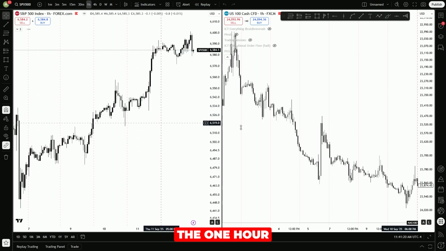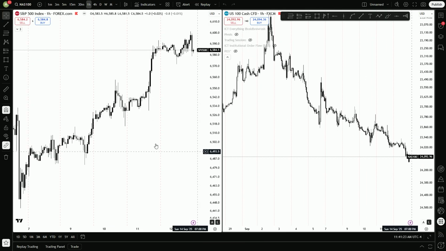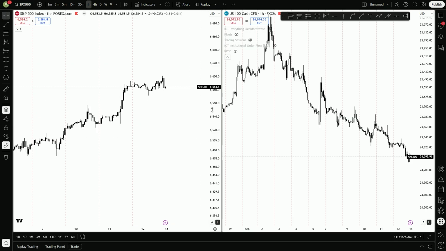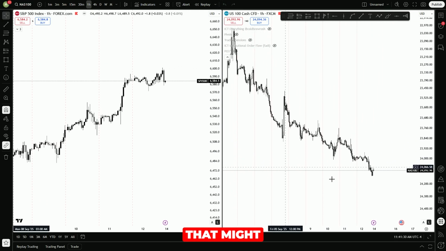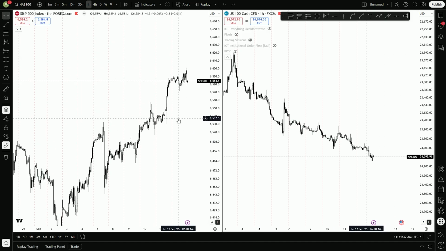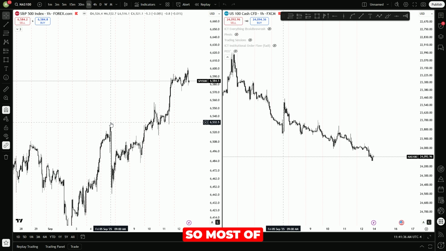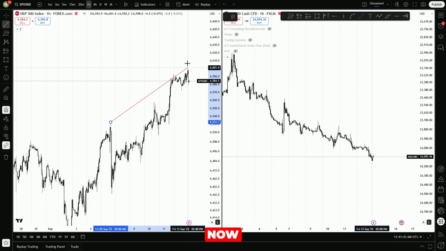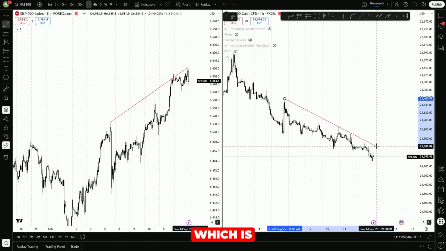And if we go with the 1 hour, let me just quickly reset the chart. Or else we can use the SMT indicator as well, but that might not be good for you guys, because after all you're learning. So first of all you need to know the concept, then you can use the indicator for time saving purposes. Now this is the SMT. This is the SMT which is working right now.